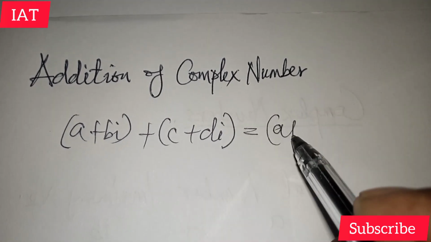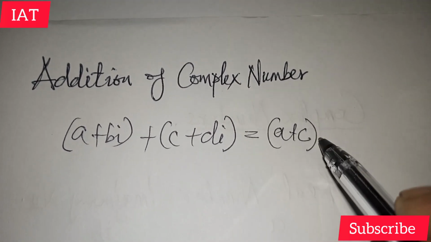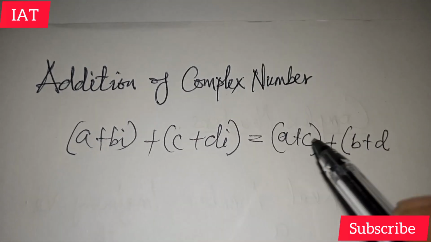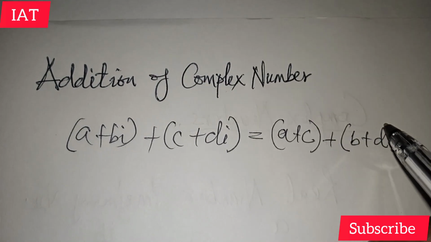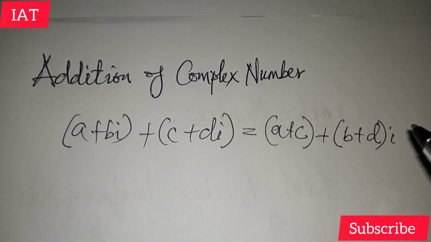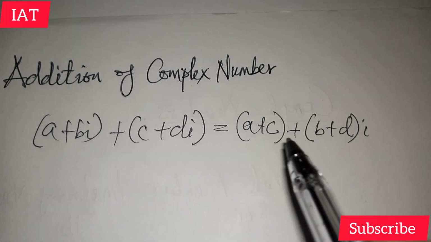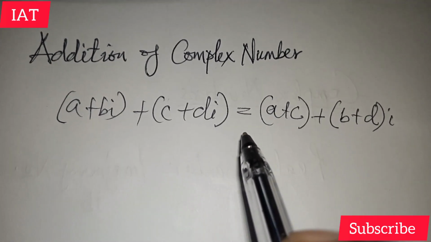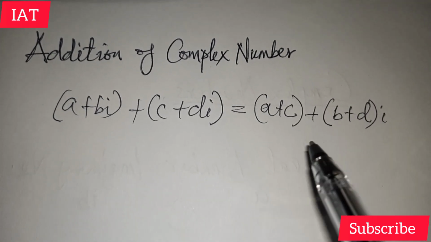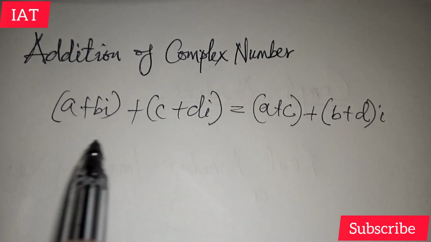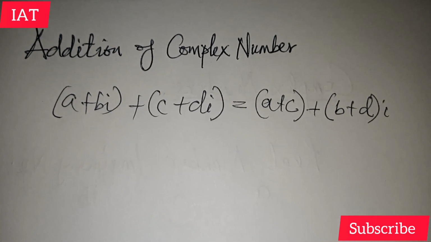I'm adding up the real parts together, and then also going to add the complex part, which is b plus d. I notice that this i is common, so I just put it outside. So you can always add both together. Like I said, when we add two complex numbers, we add each element separately. So that settles addition of complex numbers.